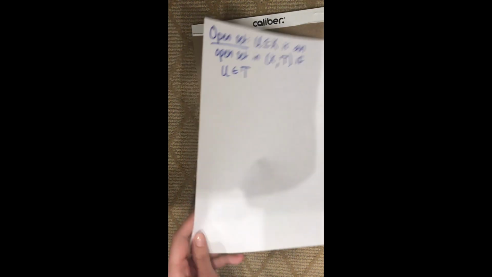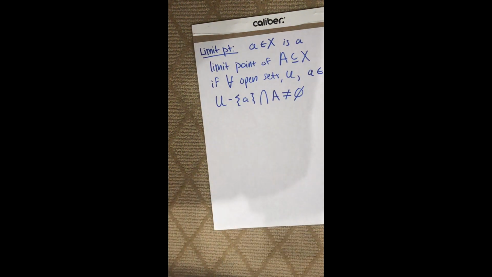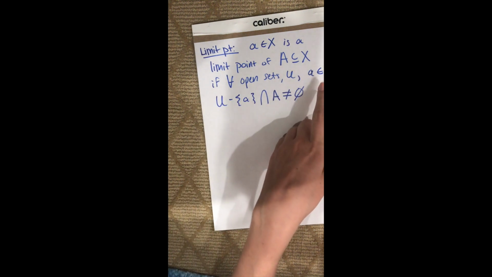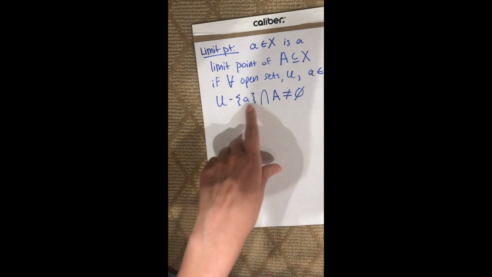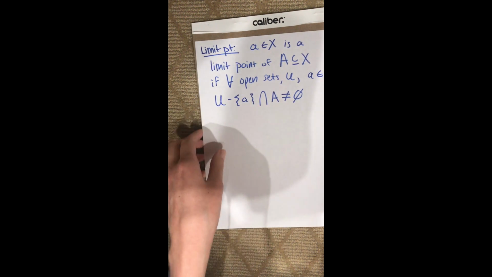We've got to move on to our next definition. We're going to look at limit points. Let little a be some point in X. Then little a is a limit point of the set big A if, for all open sets which contain little a, the intersection between the open set excluding little a and big A is non-empty.